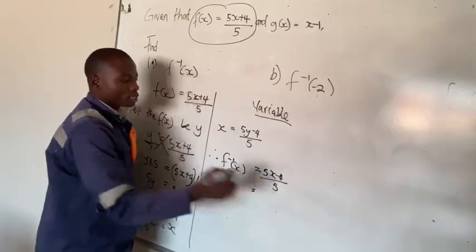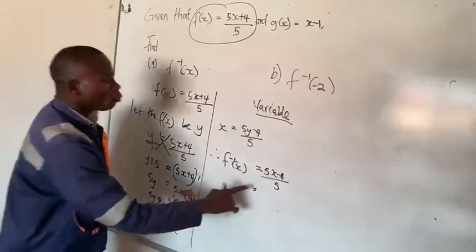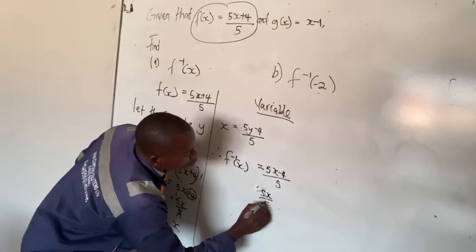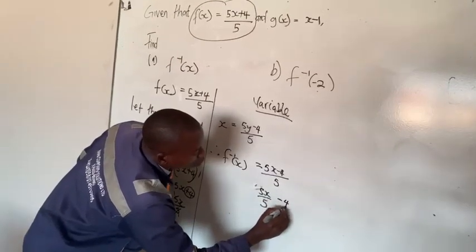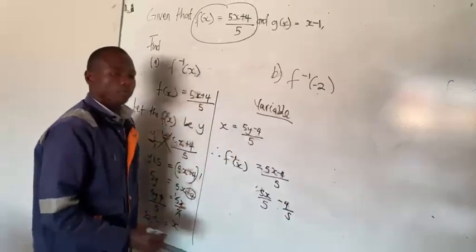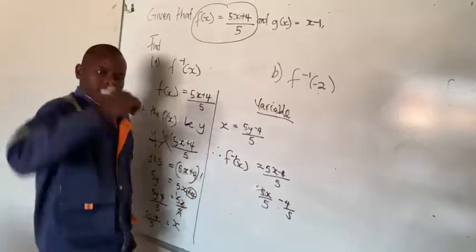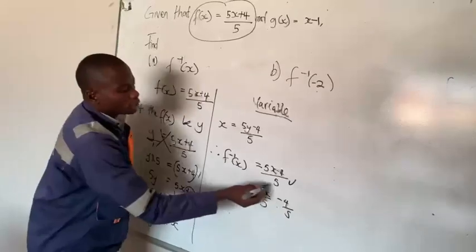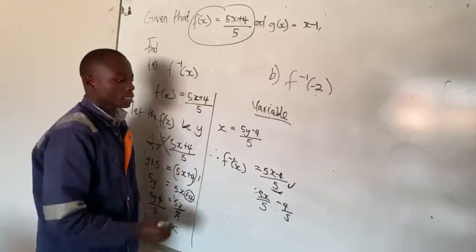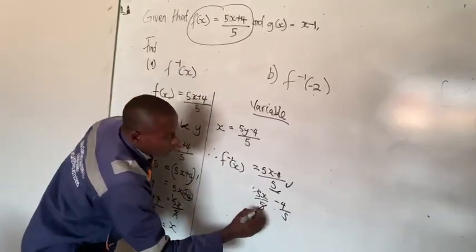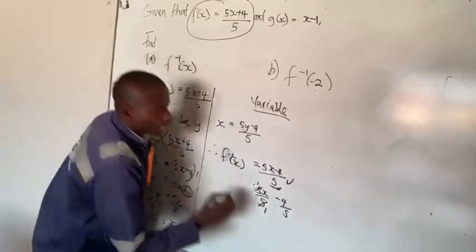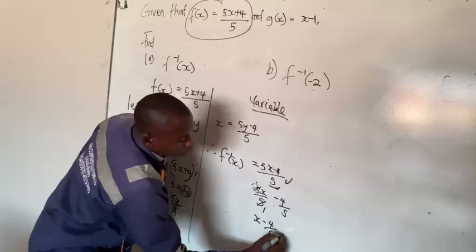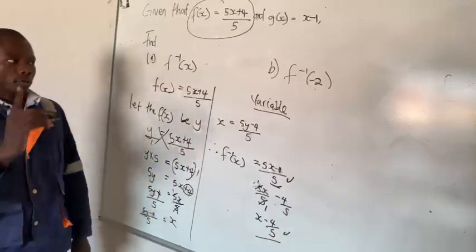In other words, someone can say that I am going to split this. I will have 5x over 5 minus 4 over 5 altogether. This is right, so this can act as the answer. But someone may say this one I divide by 5, 1 by 5, 1. I remain with x minus 4 over 5. Also, this is right altogether.